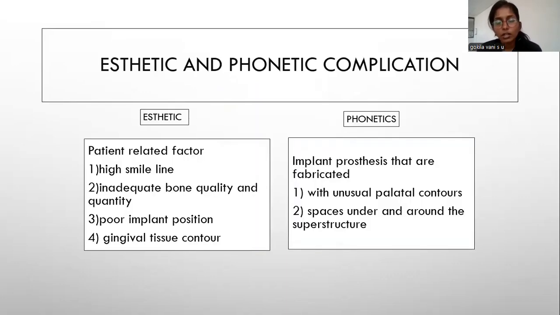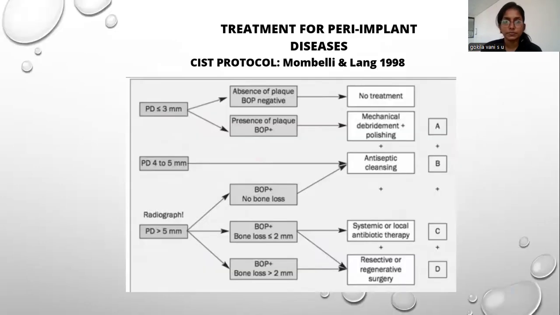Aesthetic and phonetic complications: related to aesthetics, it is the smile line, inadequate bone quality and quantity, implant positioning and gingival tissue contour. Whereas phonetics are affected by unusual palatal contours or increased thickness, which might affect the phonetics of the patient, and space under and around the prosthesis might also affect the phonetics.